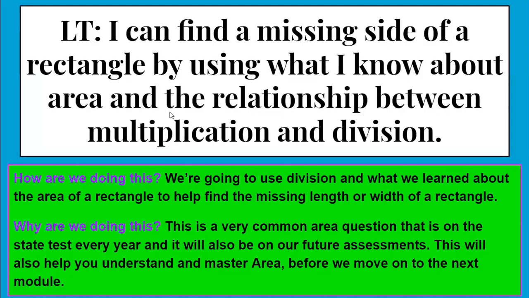This is a mystery that we're going to solve right now. I can find a missing side of a rectangle by using what I know about area and the relationship between multiplication and division. So we know that area and finding a missing side in an area problem is going to require multiplication or division. Any questions?